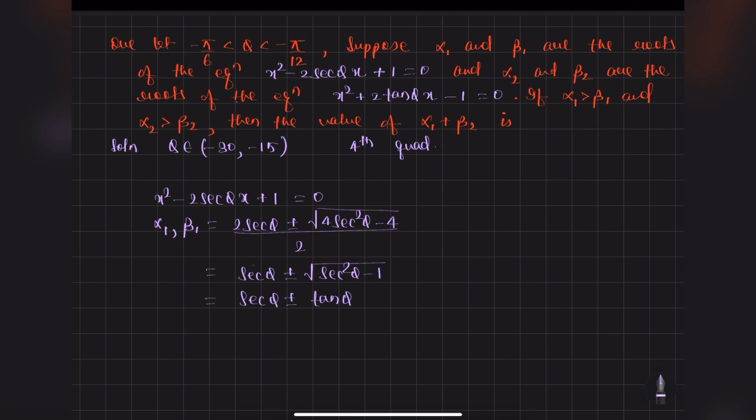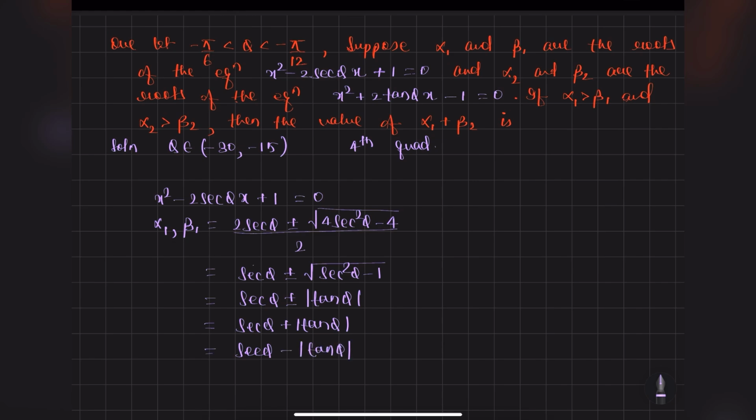No, it is not. You will have mod of tan theta because you are in the fourth quadrant. There is a possibility that tan theta may produce a negative quantity, but outside the root you have to have a positive thing. That's why we put mod on it. Now we will figure out which one is alpha 1 and which one is beta 1. Suppose the first root is sec theta plus mod tan theta. The second one is sec theta minus mod tan theta.